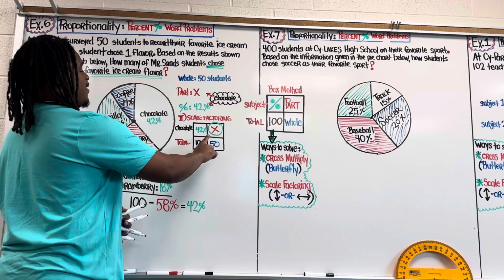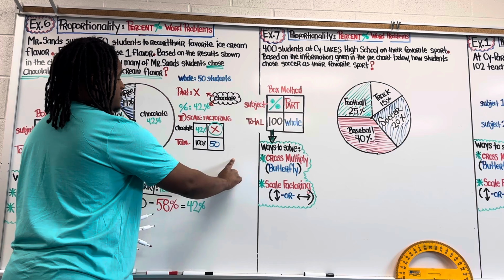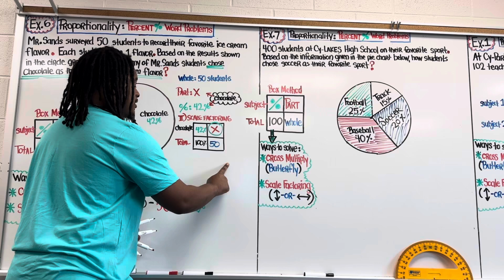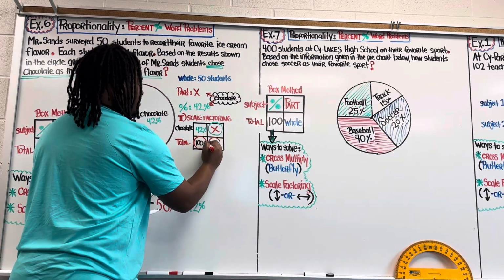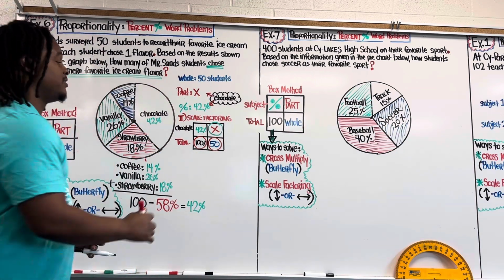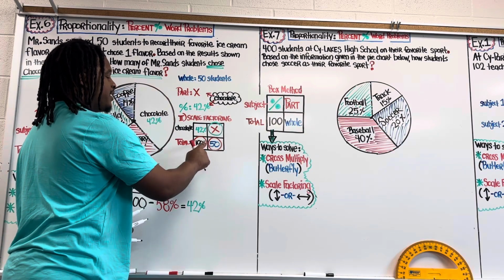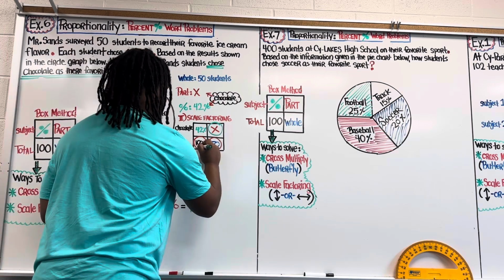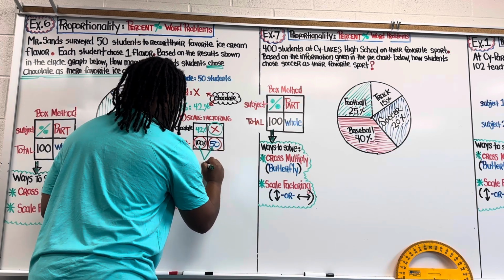X is at the top right corner. So either we can scale factor horizontally or we can scale factor vertically, okay? I'm going to scale factor horizontally because 100 is a scale factor of 50, right? 50 times 2 is 100. So if I know 50 times 2 is 100, then I know that 100 divided by 2 is 50. So going forward, guys, I'm going to divide by 2.